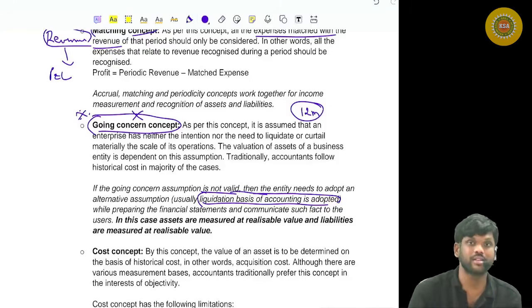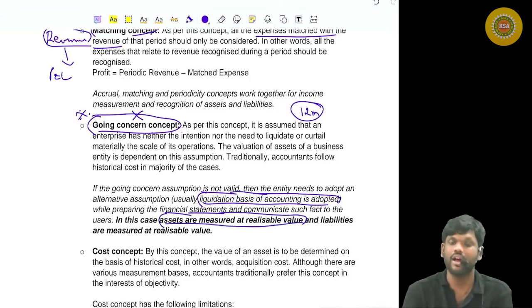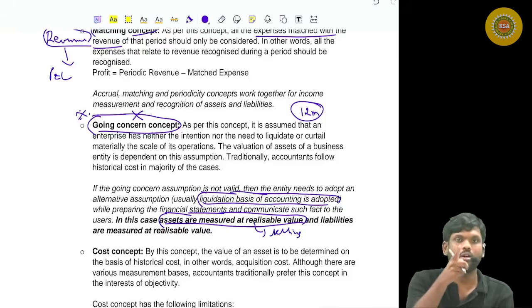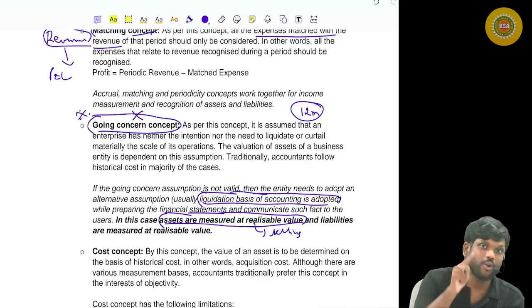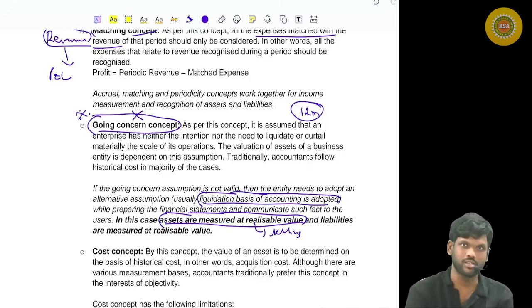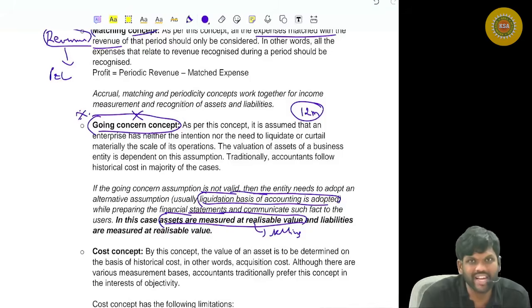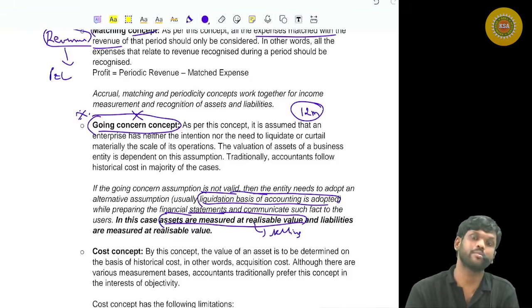Sir, what should I do in this liquidation basis of accounting? Observe, all your assets will be measured at realizable value. What is that, sir? Realizable value means the money that you will get by selling these assets. Normally in our books we will record assets at cost. When going concern is valid, all the assets will be shown at historical cost. But if going concern assumption is not valid, and if you are moving to liquidation basis of accounting, then you have to show all the assets at their respective sale values.